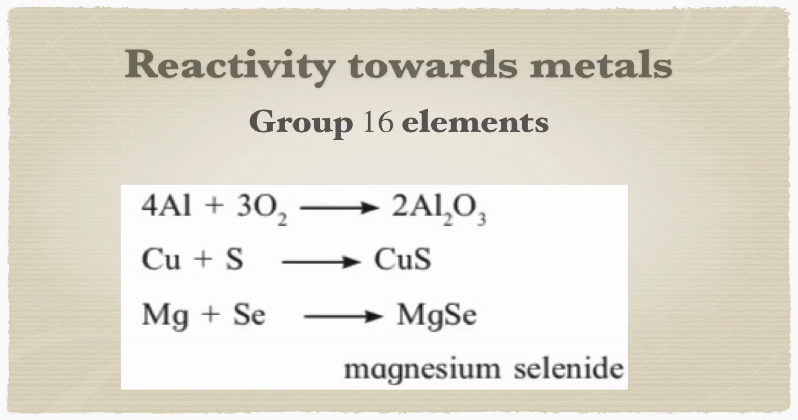Next, we'll see the reactivity towards metals, first for group 16 elements. Group 16 elements are the oxygen family. These elements react with metals to form corresponding compounds. Some examples are given below. Aluminium reacts with oxygen to form Al2O3, that is aluminium oxide. Copper reacting with sulfur gives copper sulfide, CuS, and magnesium reacting with selenium gives magnesium selenide, that is MgSe.